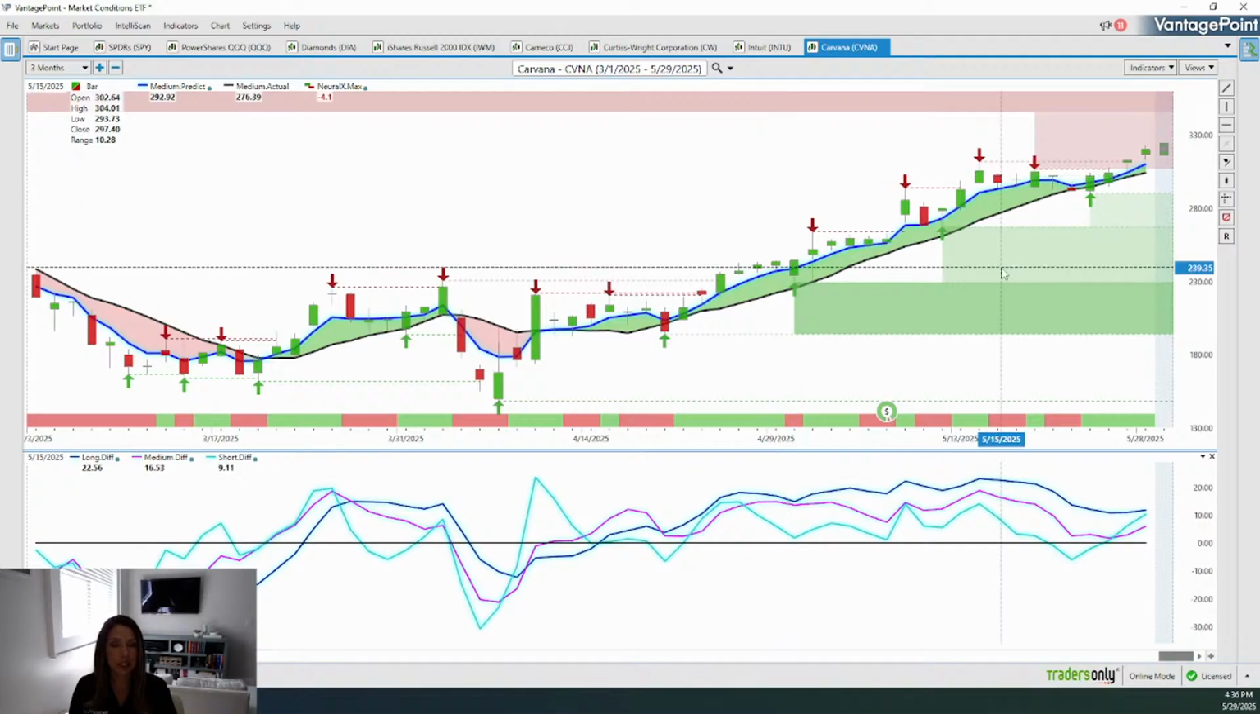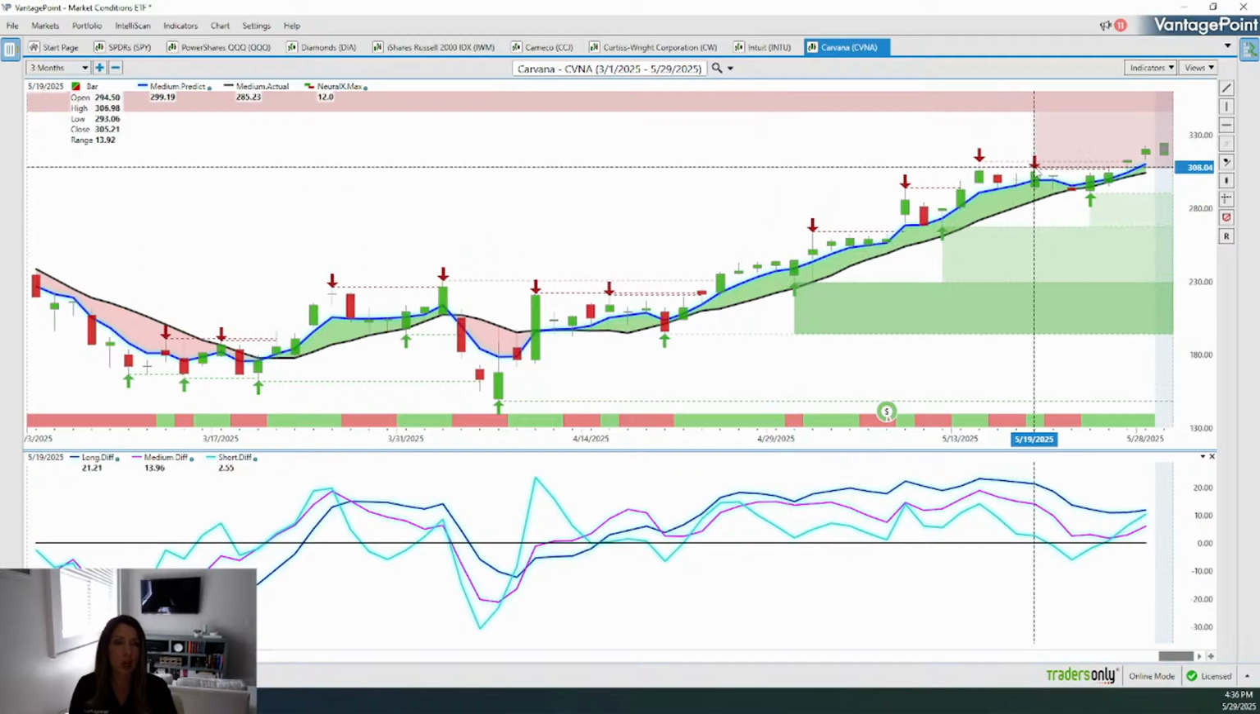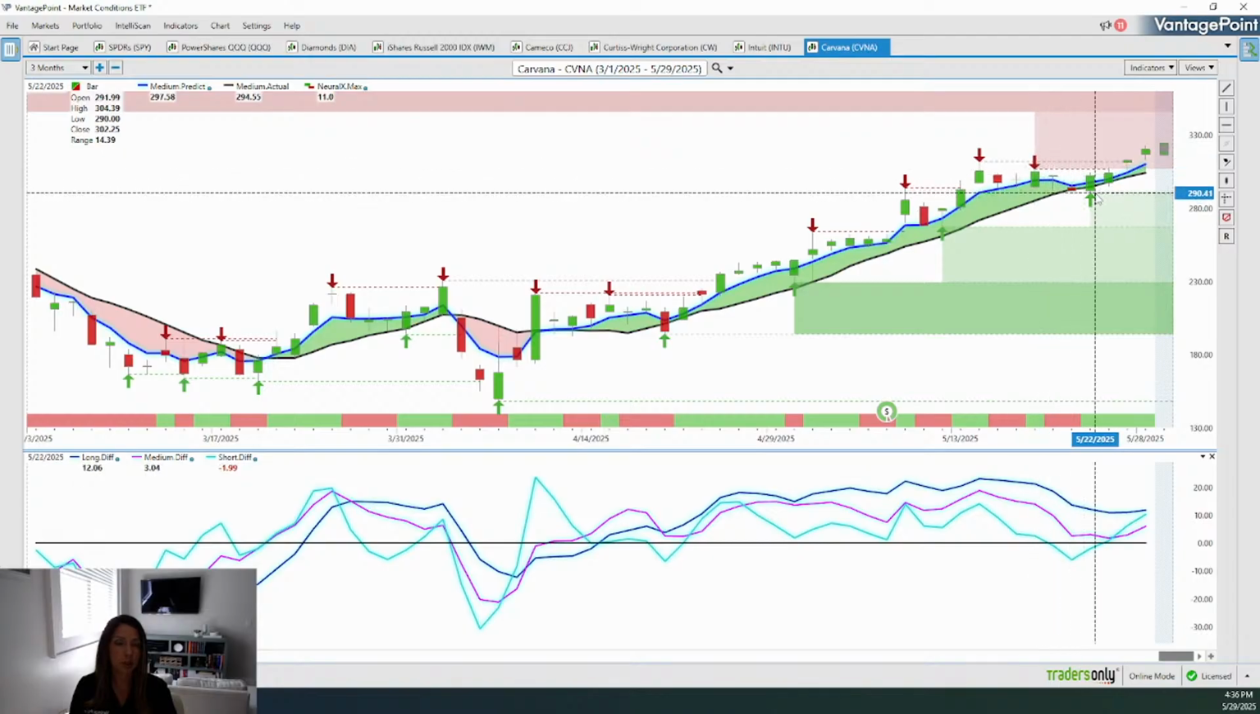So if you notice here, even on Carvana, we can see we came up and tested resistance. We bounced back down to a support level and then continued on our current trajectory or current trend, which was bullish.